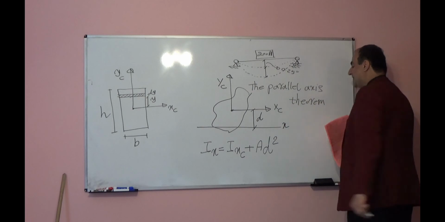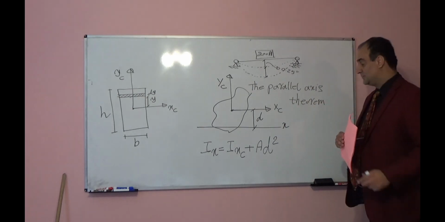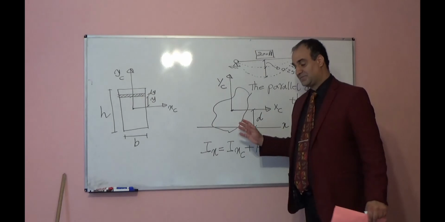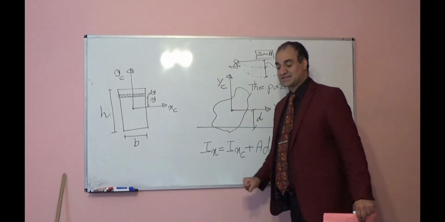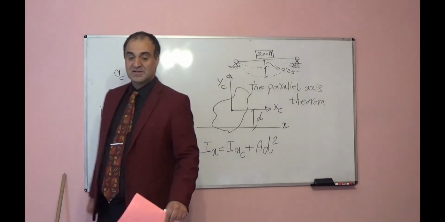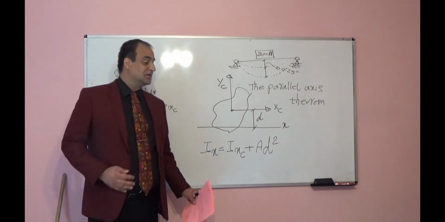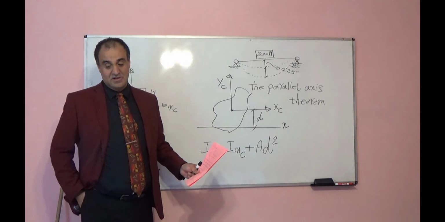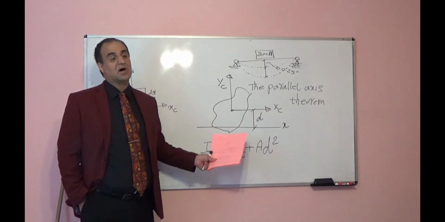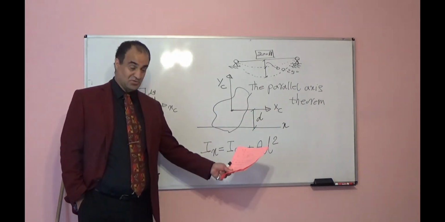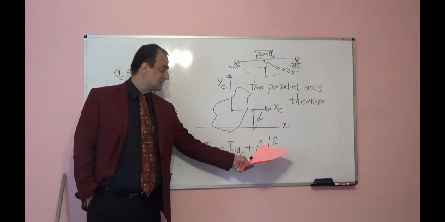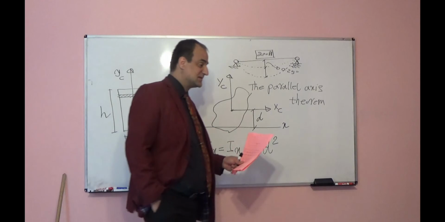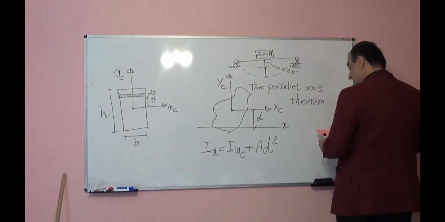So the parallel axis theorem means if we have the moment of inertia with respect to an axis that passes through the centroid, we can transform it to any other axis parallel with it using this formula: Ix is equal to Ixc plus area times d squared. D is the distance between the two axes.